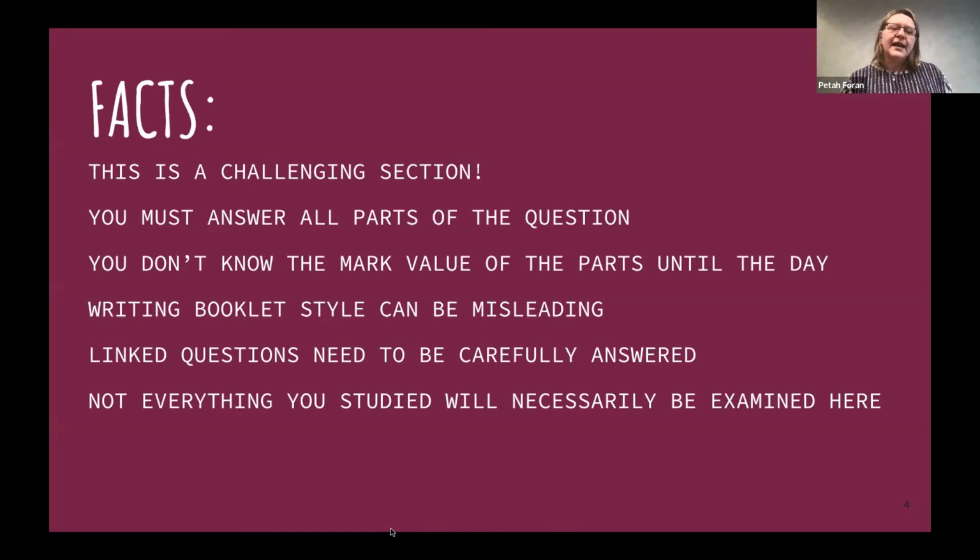The writing booklet can be a little bit misleading. I'll get to what I mean by that, but that's largely around how many lines are allocated to each part of the question. Linked questions need to be very carefully answered. We'll have a look at what a linked and an unlinked question looks like. And not everything you study or have studied and prepared for will necessarily be examined in this part or even in all of the paper. What do we do when we realise that all the work that we've done to study HARSH, for example, and there's not a question on it? The short answer is, of course, we just move on.